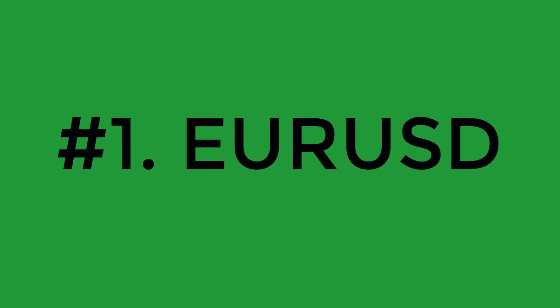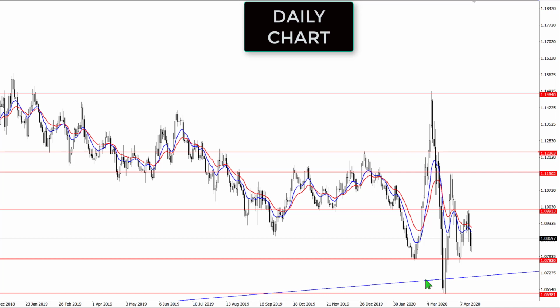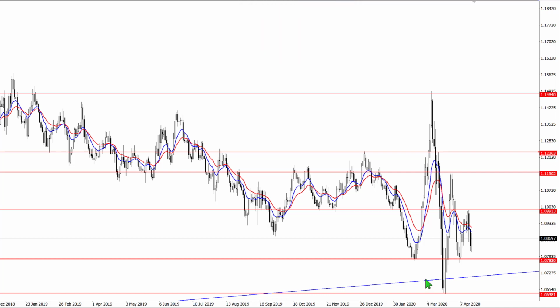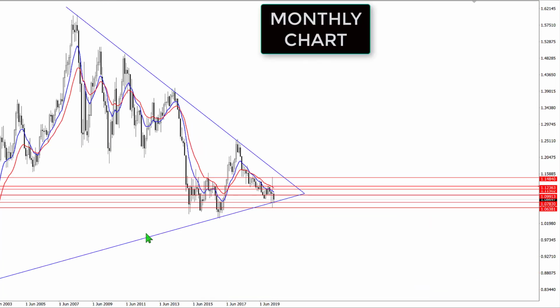So the first currency on our list is the euro against the American dollar, and here is the daily chart of the euro. It seems we can't see a well-defined pattern on this currency pair. So there's something I want to show you, and that is the monthly chart. Let's navigate to the monthly chart, and then you can see what we have right here.